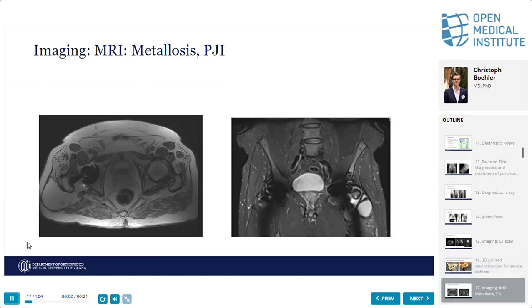MRI has a role in revision arthroplasty, but not the biggest role. If you're dealing with metallosis, so pseudotumor, or in PJI, if you are worried that the infection more or less goes up the psoas or something like this, MRI is a good option to detect this.